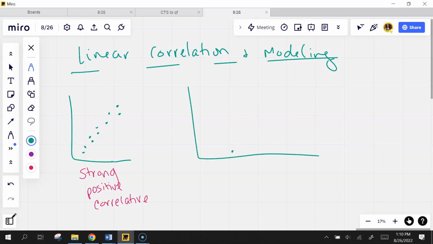It could still be positive, but maybe not as strong. So maybe it looks something like this. It still is going up. It looks like it could follow a line. A line of best fit might look something like this, or I guess more like that. But you can still tell it's positive and going up, right? But it's weak positive correlation, okay?